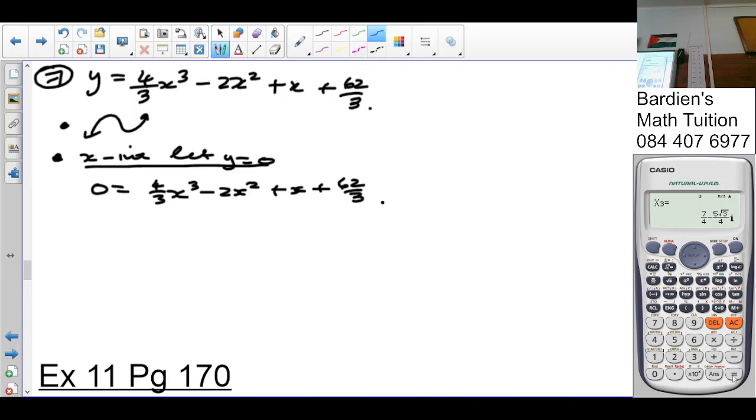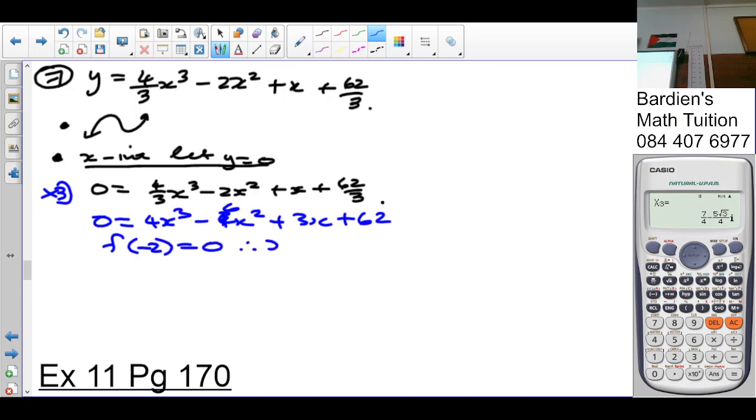So firstly we're going to multiply and get rid of the fraction. So it's going to be 4x cubed minus 4x squared plus 3x, not 4 but 6, no? Plus 3x plus 62. Okay. Now we worked out that f of negative 2 is 0. Therefore, x plus 2 is a factor.